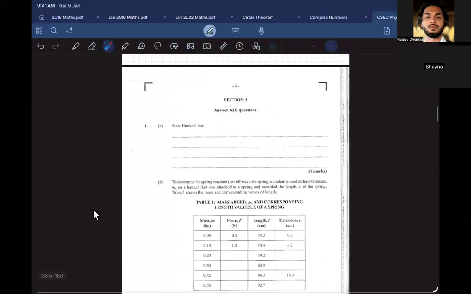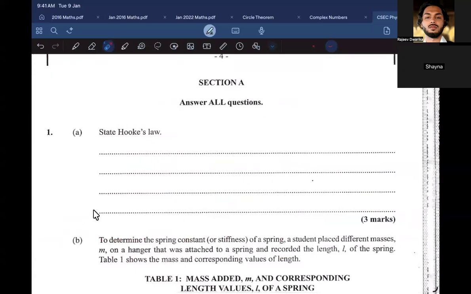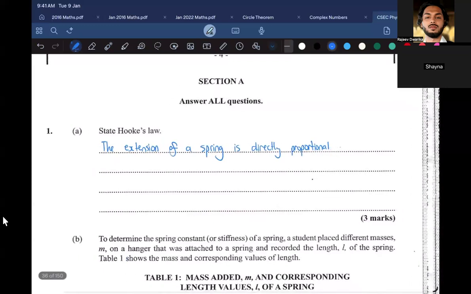So let's actually do our question now, right? So Hooke's law. What is Hooke's law? It is that the extension of the spring is directly proportional to the force acting on it within the elastic limit. Right? So the extension of a spring is directly proportional, right? Directly proportional.